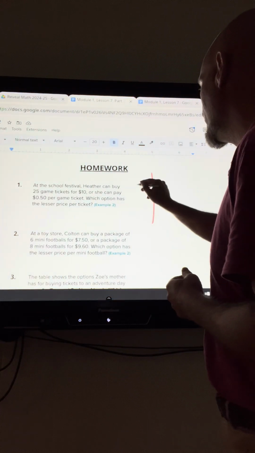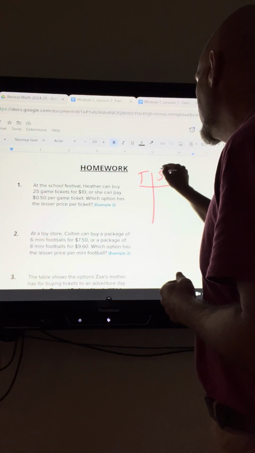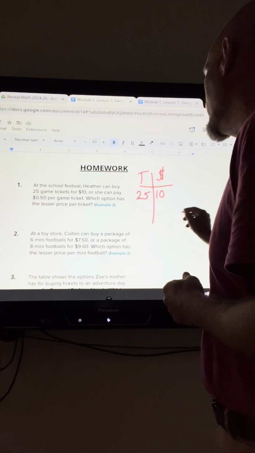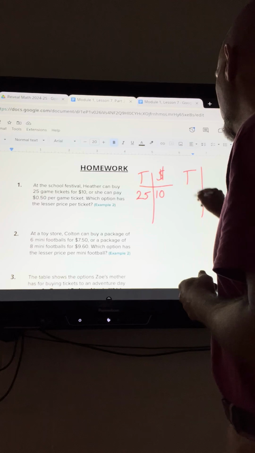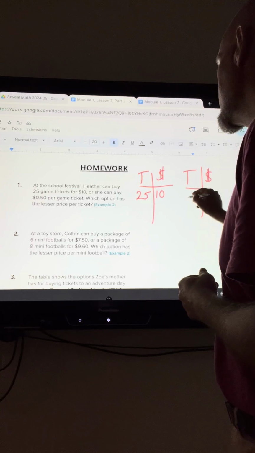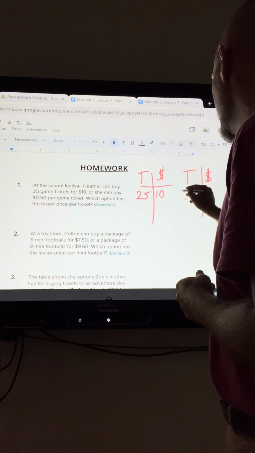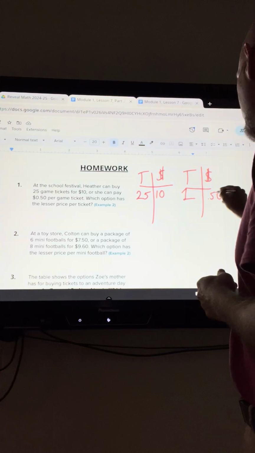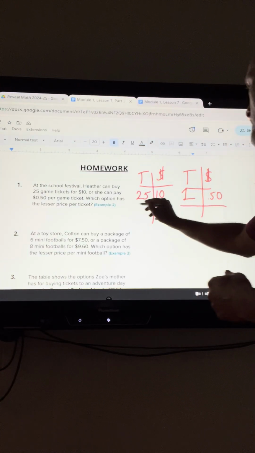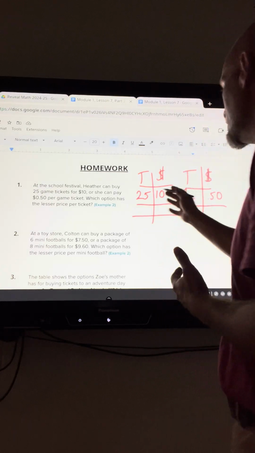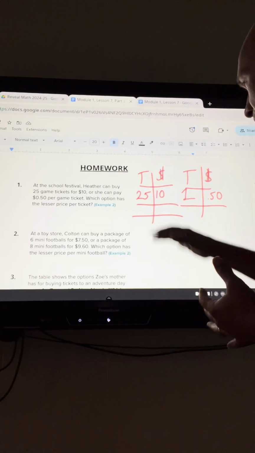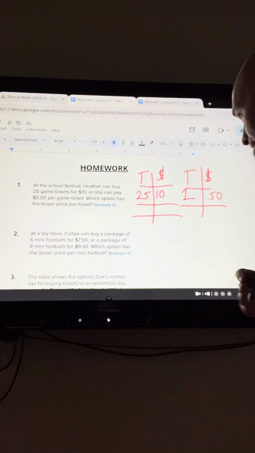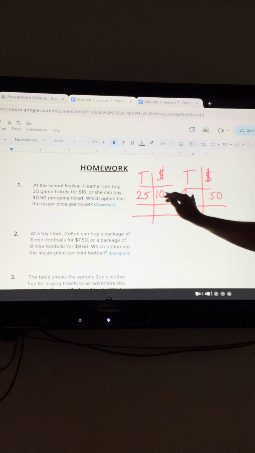So we know that we've got tickets and we've got money, and 25 game tickets would be $10. And the other option would be individual tickets at 50 cents apiece. So that's one ticket for 50 cents. So how could you do this? Well, you could divide both sides by 10 to find the unit price, or you divide both sides by 25 to get the unit price.